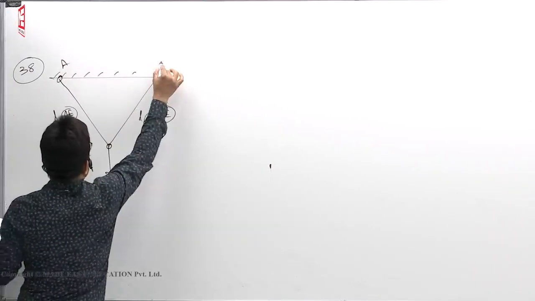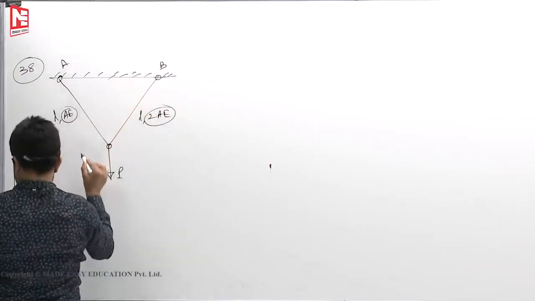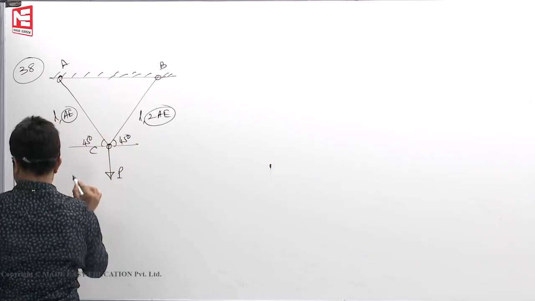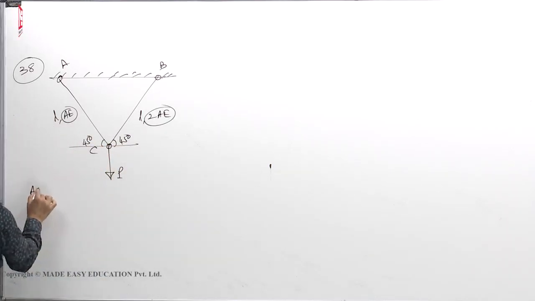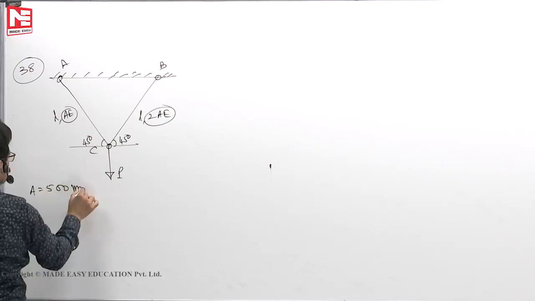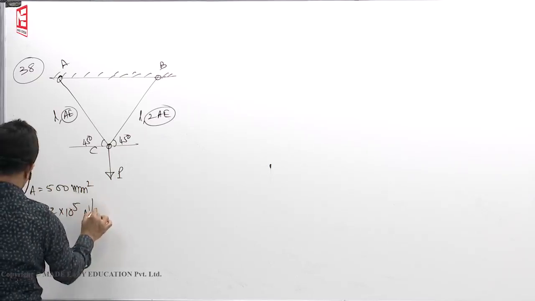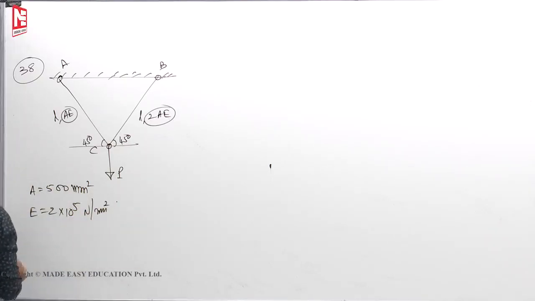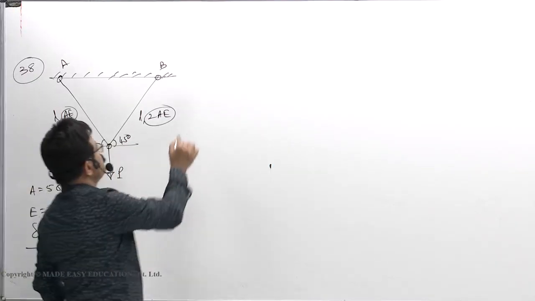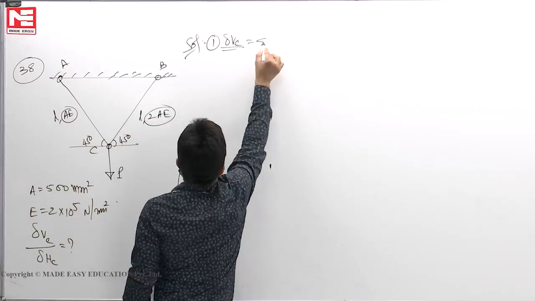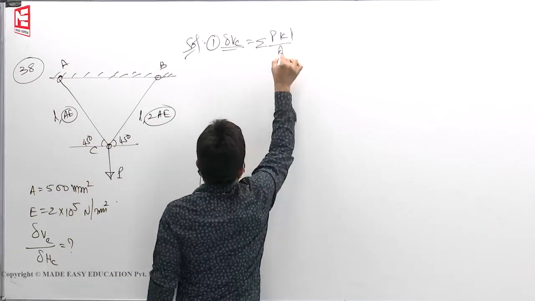Let us say the points are A, B, C, with 45 degrees, 45 degrees. A he has given as 500 mm square; that will be substituted later. Young's modulus is 2 into 10 to the power of 5. Now we need the ratio of vertical deflection of C to horizontal deflection of C. First we will calculate delta VC. The formula is summation of P K L by AE.